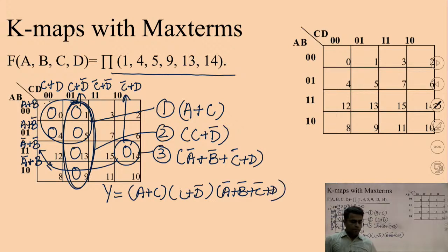So while solving POS type KMAP, we have to remember that the number of groupings and size of groupings, these rules will not change. These will be identical to the ones which we have used for min term type KMAP, but for these max term type KMAP, the answer writing pattern is slightly different.